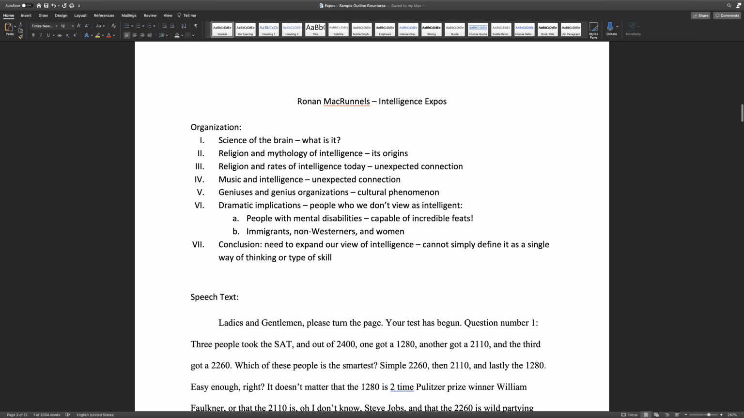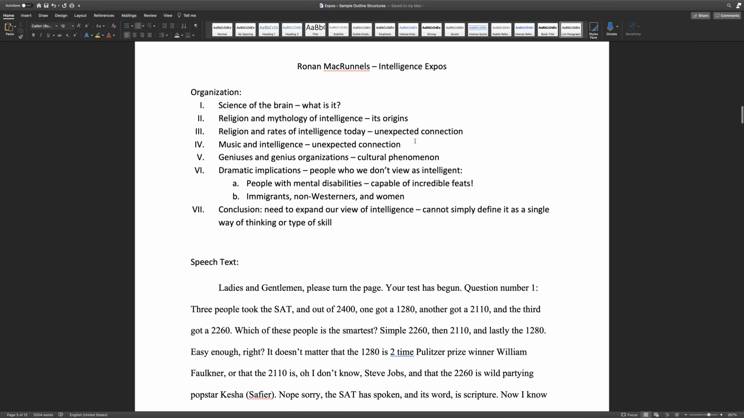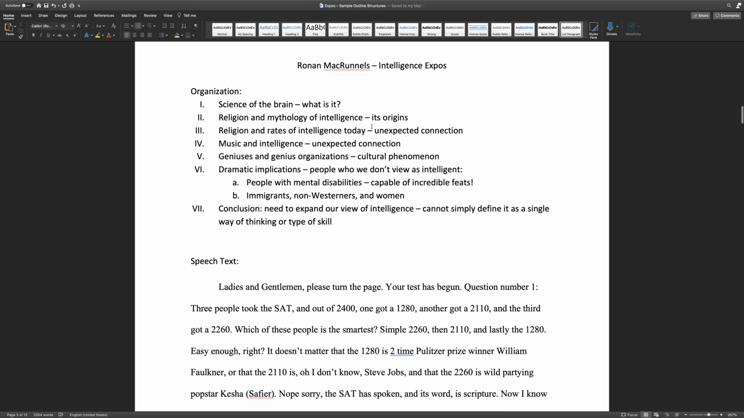Next, he goes to religion and rates of intelligence today. So is there a correlation between religious societies and atheist societies and their overall intelligence? And he shows there is, and just overall rates of intelligence amongst countries. So this is about unexpected connections or kind of societal, the way intelligence plays out societally today across the globe.